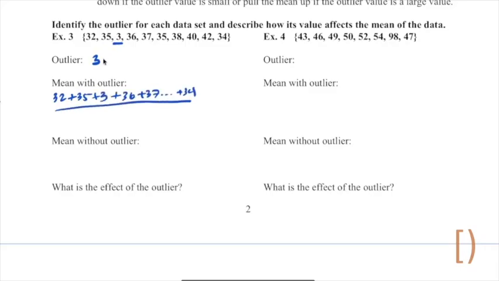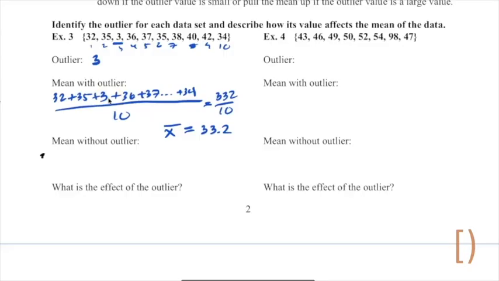And we're going to divide it by, we have 1, 2, 3, 4, 5, 6, 7, 8, 9, 10. Divided by 10. Now put it in our calculator. We're going to get 332 divided by 10, which is about 33.2. So that's our mean with the outlier. Now let's take away the outlier and do the mean again.